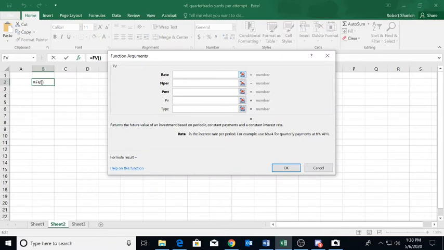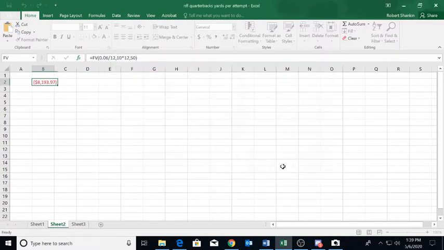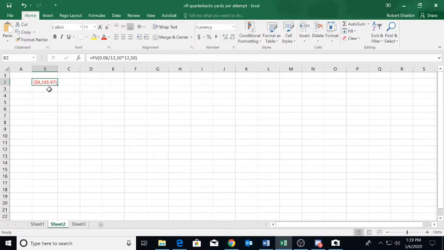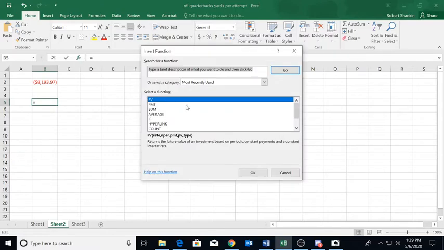The rate is 0.06, but that's for a whole year, so per month it is divided by 12. Number of payments: it's 10 years, times 12 payments each year, 120. The payment that I'm putting in is $50 each time. And so this turns out to be $8,193.97.